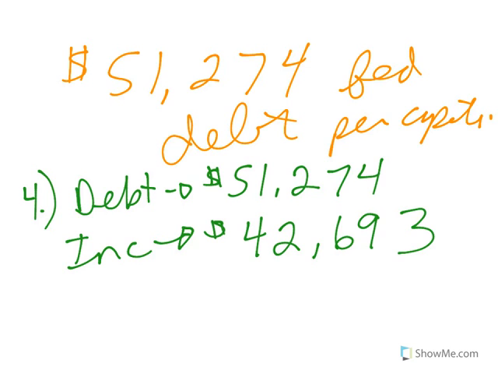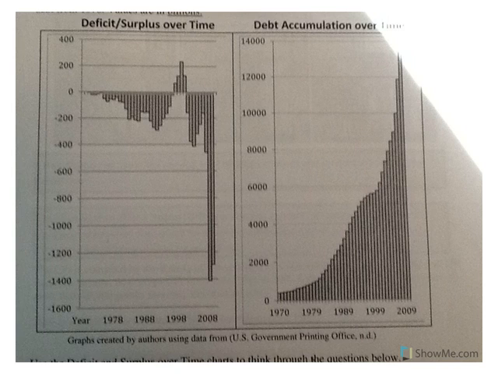Let's look at page number 41. Okay, so on page 41, you see this graph, right? We have the deficit and surplus over time on the left and the debt accumulation over time. So let's go through the questions. Number 1, according to the chart on the left, so we're dealing with this one here. Around what year was there a surplus? Well, 0 here is the breaking even, so surplus is right here. Go down. It's approximately 1998.